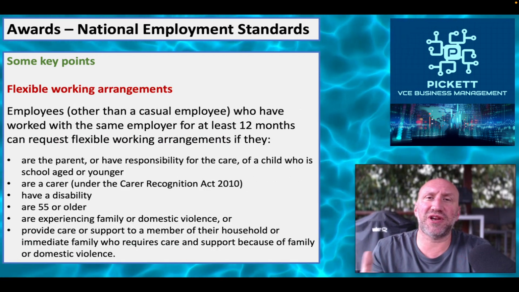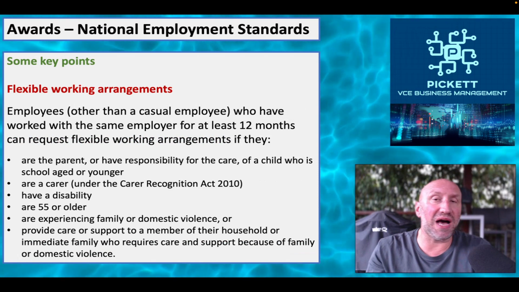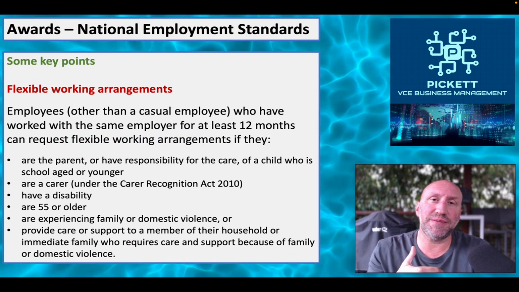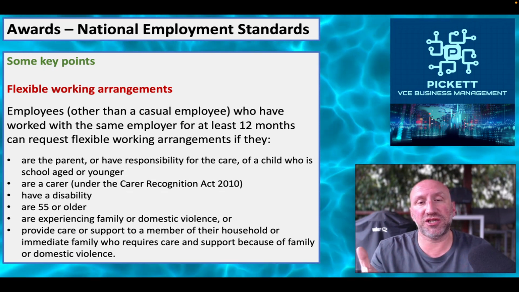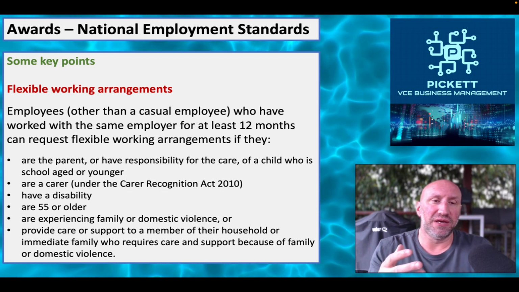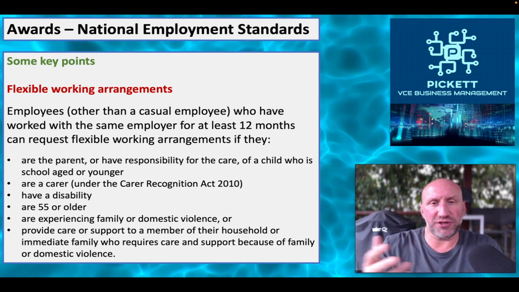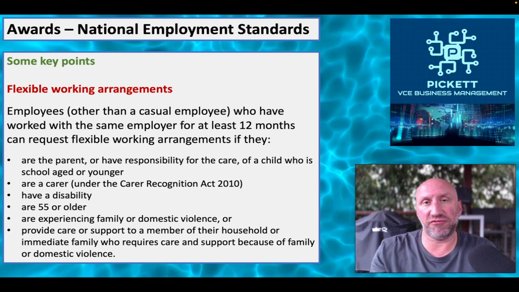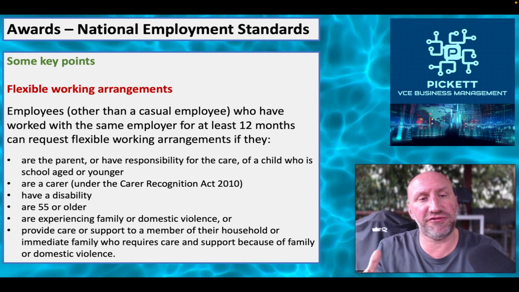Another one was flexible working arrangements. I think that was the second one on the list. So employees, other than a casual employee, so if you're a permanent employee, if you've worked for the same employer for at least a year, they can request flexible working arrangements, and there's a bunch of different requirements that you have to meet. There's a few more as well, but just to give you a bit of an idea, it's mainly around people with caring responsibilities, small kids, other types of caring responsibilities, that sort of stuff.